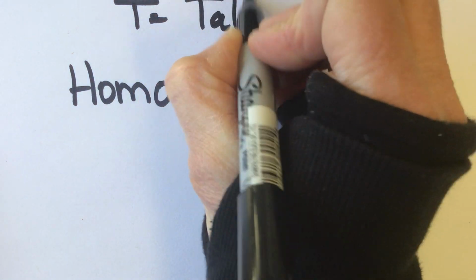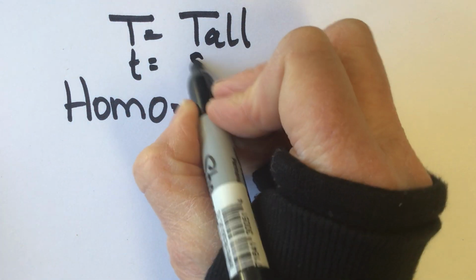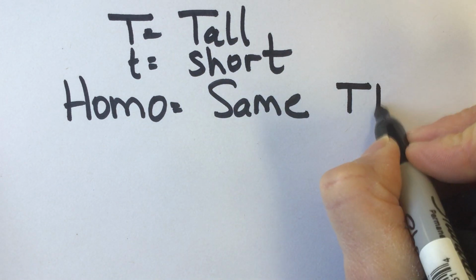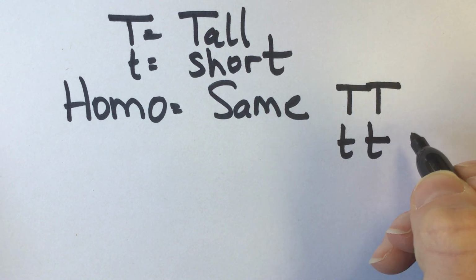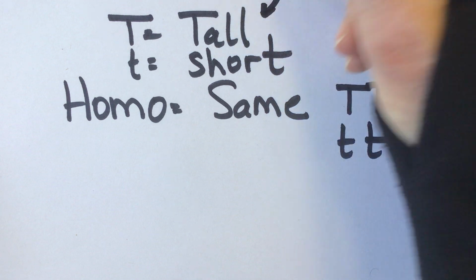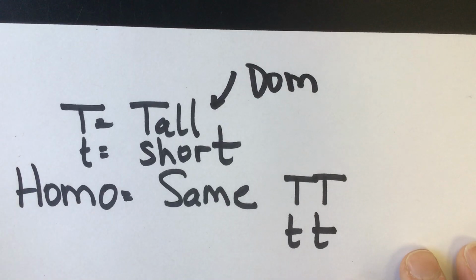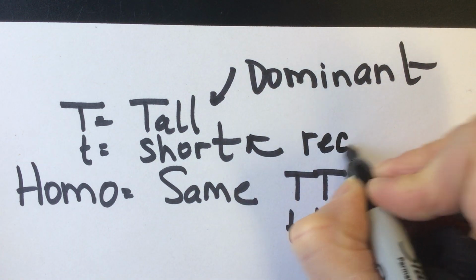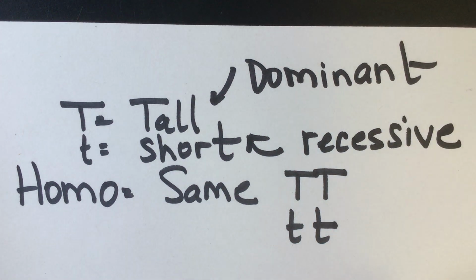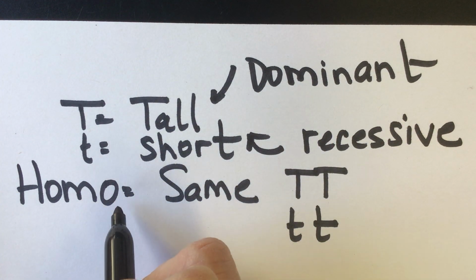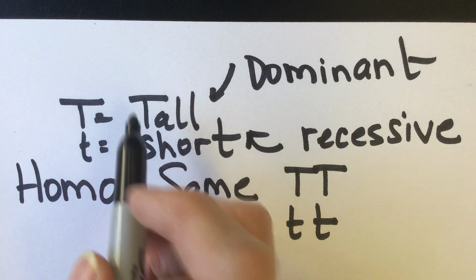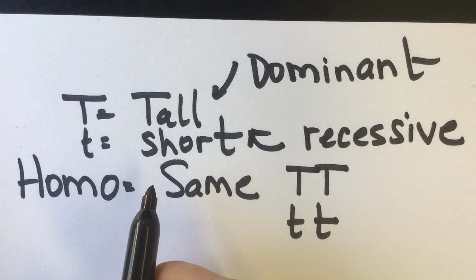So that means, for example, if capital T equals tall and small t equals short, and they are homozygous, they're going to either have a capital T or a small t. So remember that the capital T is the dominant trait and the small t is the recessive trait. Okay, so if they are homozygous, that means that they're going to inherit two of the same trait. So either two dominant traits, so capital T, or two recessive traits, which is small t.